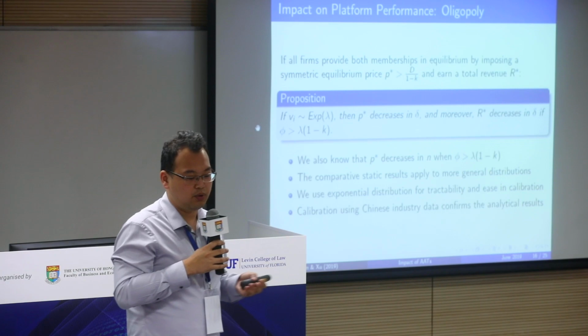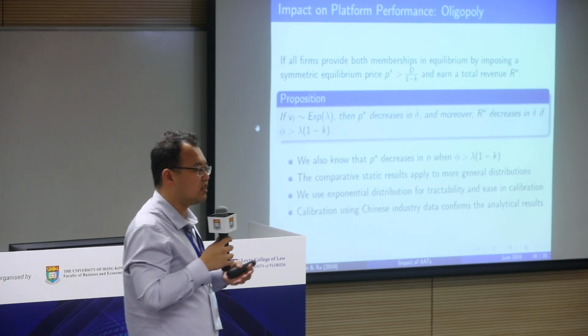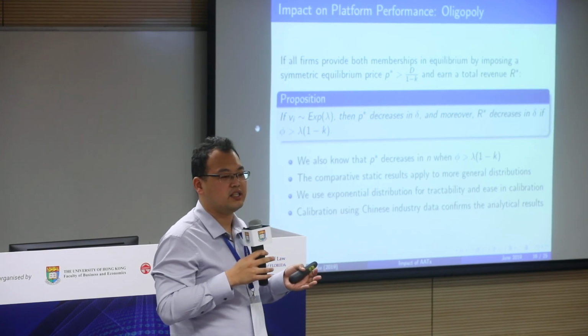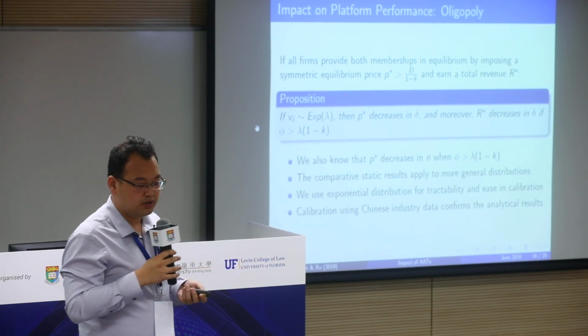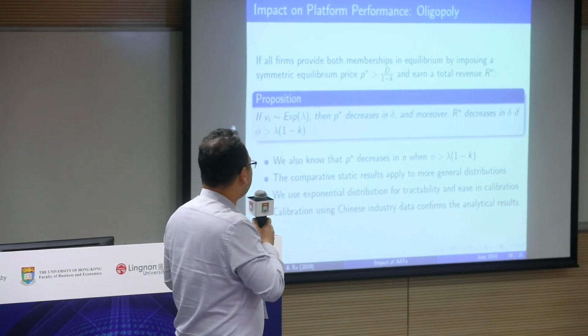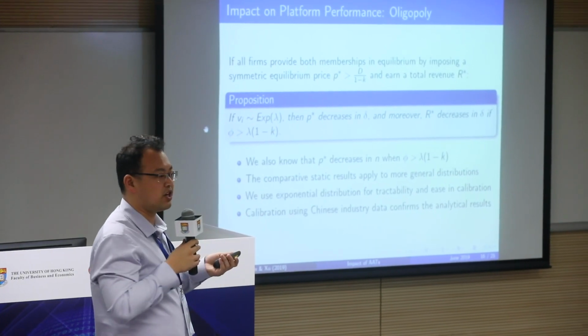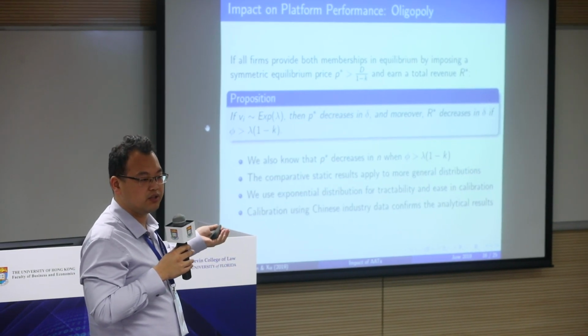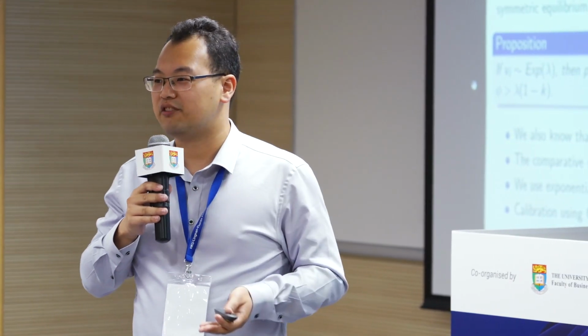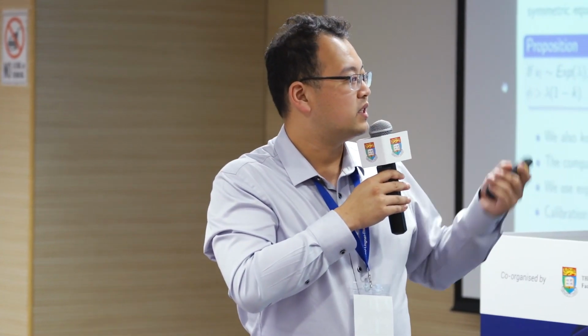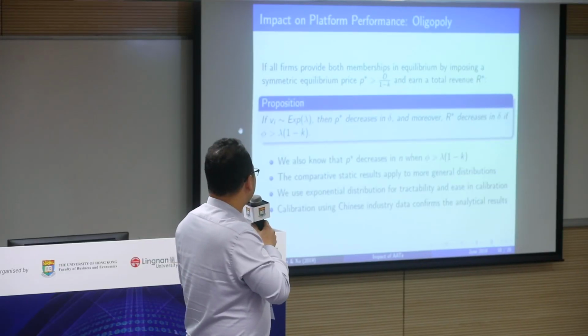A side product is that we know P star will be decreasing in the number of platforms on the market, which is not surprising. It's probably due to fiercer competition. And we claim that the comparative static result should apply to more general distributions. We actually tried some other distributions, and it turns out that we can show this numerically using calibration. But here we focus on the exponential distribution, basically because we can only show the theoretical results for it, and it turns out to be very easy to calibrate for this case.